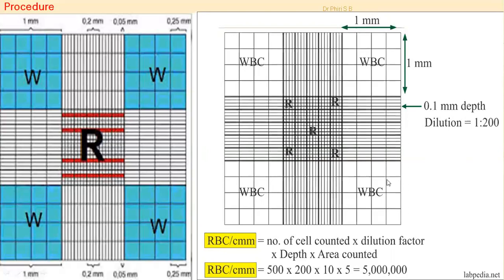So for this particular example, if you count, for instance, on average, 100 cells here, 100, 100, 100, 100. So you're going to have 100 plus 100 plus 100 plus 100 plus 100, or 100 multiplied by 5, it will give you 500. 500 multiplied by 200 multiplied by 10 multiplied by 5, it will give you 5,000 red blood cells per cubic millimeter of blood, or per microliter of blood. You have 5,000. This is the normal case.